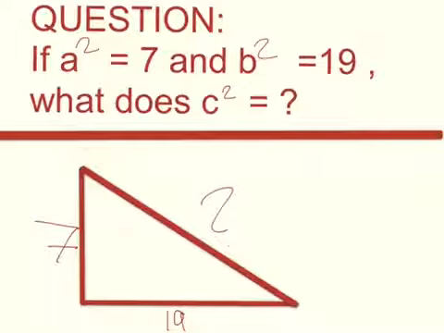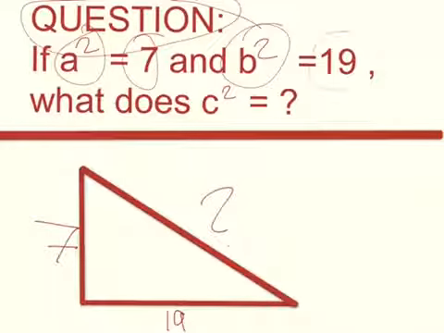So, you must always start with a question. The question for today is, if a squared equals 7 and b squared equals 19, what does c squared equal?